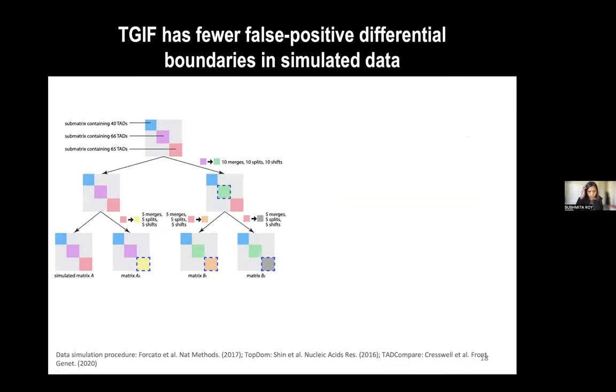So the first thing we did was to try to do some simulations to see how well we are able to recover boundaries, both shared and specific. And so this is the structure of the simulation. So we start with a matrix that had this kind of a structure with 40, 66, and 65 TADs. And then we simulated data with different splits and merges. And then what we observe is really data at these four nodes, but we know that they are related by this kind of a tree.